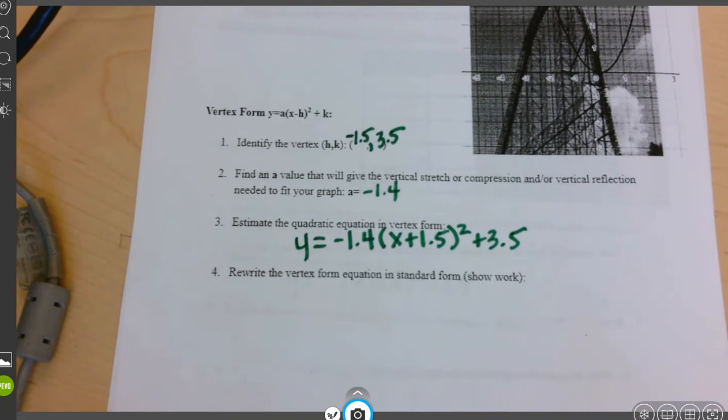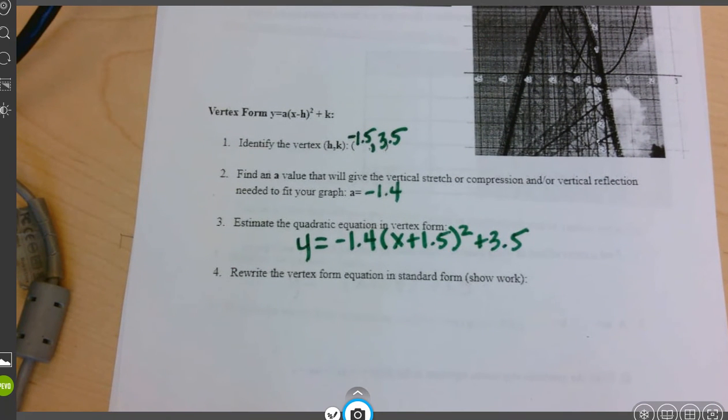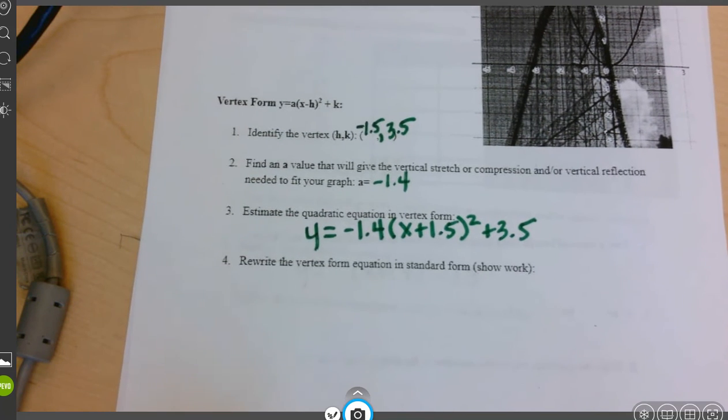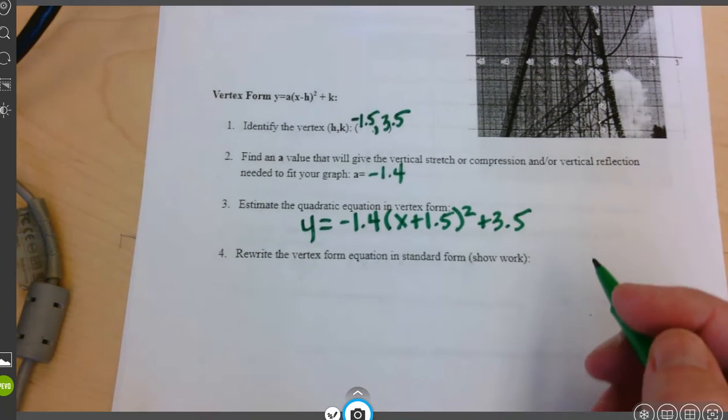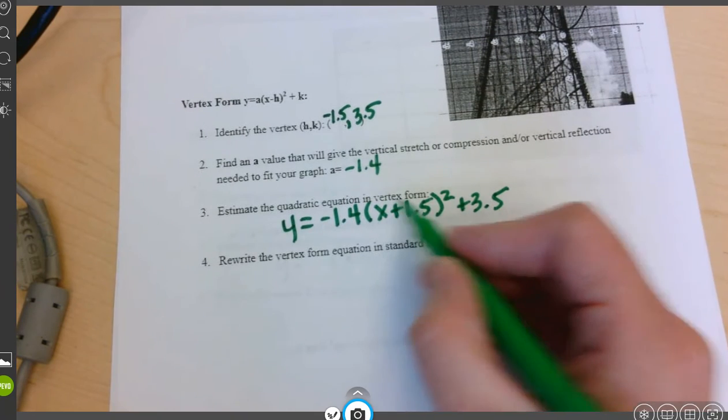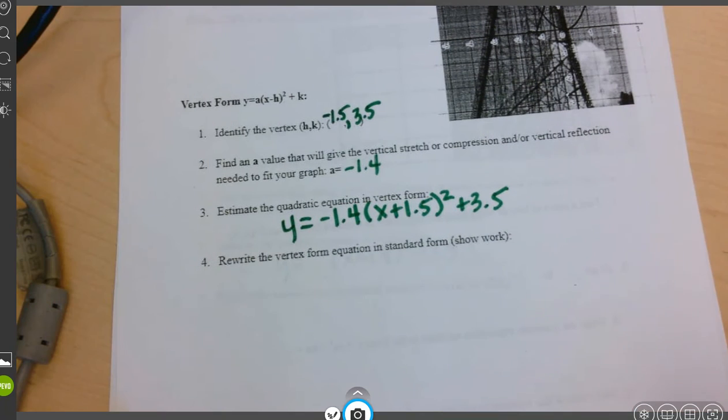All right, now guys, this next part is new and it's going to feel very algebra-y. We don't do a lot of algebraic manipulation. We do a lot of graphing in this class. But for this project, we need to be able to compare the two equations, and so we have to do some algebraic manipulation here. So what we're going to do is take this vertex form equation and rewrite it in standard form.